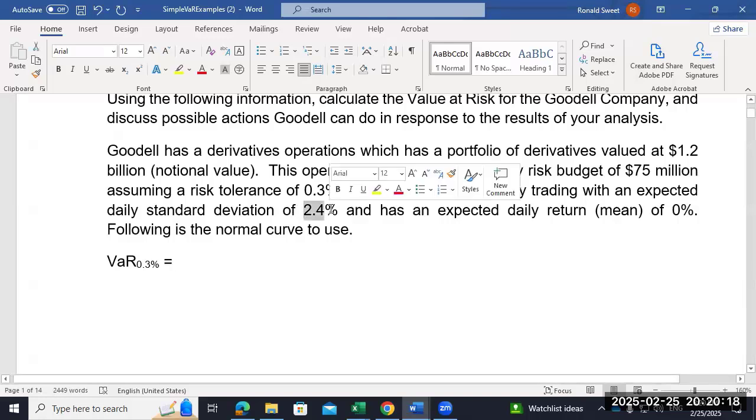The daily standard deviation is 2.4%. Is that high or low, do you think? What's the standard deviation of the S&P 500? 1%. So this is 2.5 times more risky than the US stock market. It's a pretty risky portfolio. It's a derivatives portfolio. What's the problem with using standard deviation for a derivatives portfolio? They're usually not normally distributed at all. We'll talk about that later when we talk about options.